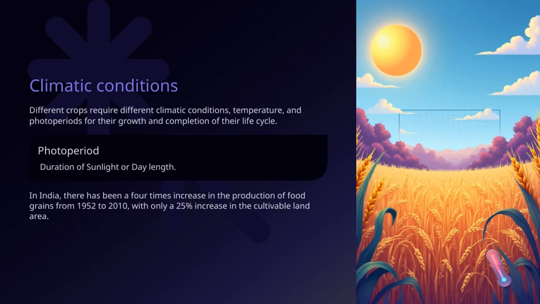Now, focusing on India, it's quite remarkable to see that from 1952 to 2010, food grain production increased 4 times. What's even more interesting is that this significant growth happened with only a 25% increase in cultivable land area. This highlights how improving climatic adaptability, agricultural practices, and technology has helped us boost productivity without expanding the land we use. So, understanding these climatic factors is essential because they directly impact how and when crops can be cultivated, ultimately shaping our overall agricultural success.